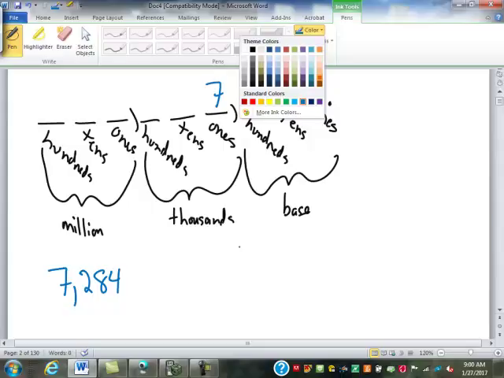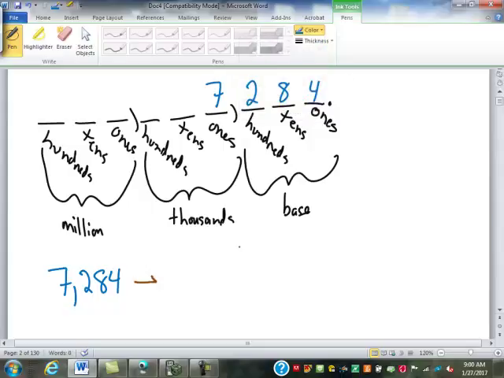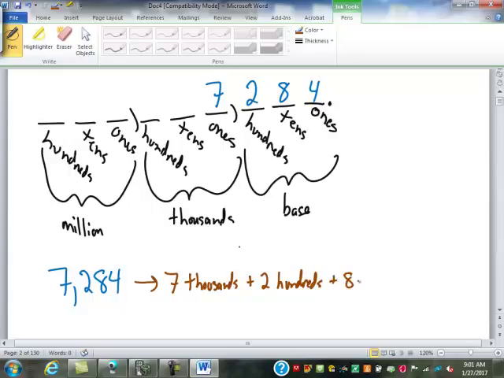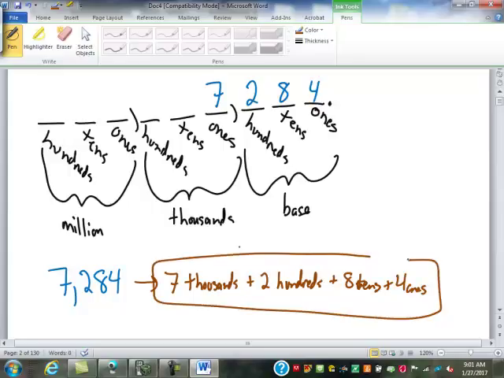But that's really an abbreviation. The full form of that number, sometimes called the expanded form in some books, is 7 thousands or 7 1,000s, if you want to pronounce it that way, and 2 hundreds, and 8 tens, and 4 ones. Written out like that, our operations, the long operations we do, make a lot more sense.